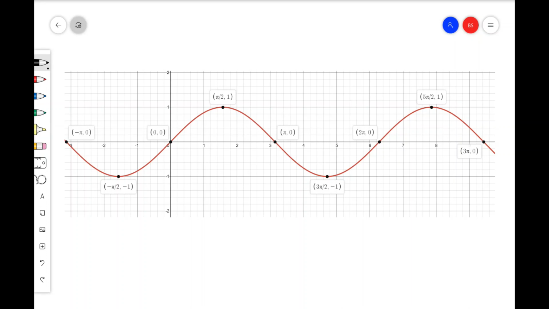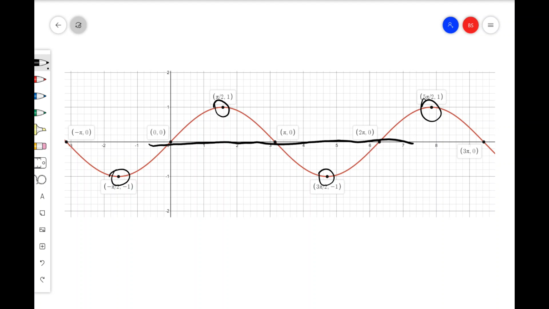Here we can see the graph of y is equal to sine x. In this graph, we can see that the x-axis is the midline, and that the graph has a peak at pi over 2 and 5 pi over 2, and a trough at negative pi over 2 and 3 pi over 2. Here we can see that the peak is the maximum possible y value in the function, and the trough is the minimum possible y value in the function.